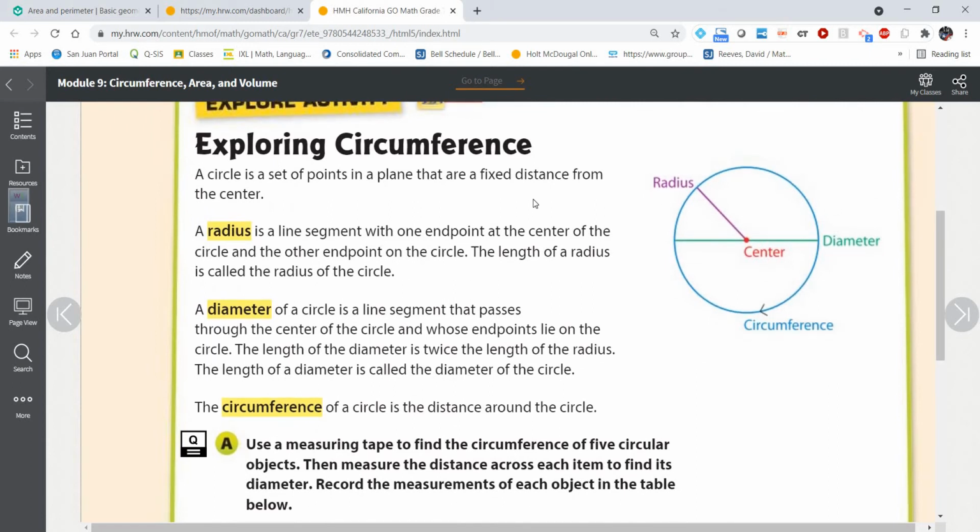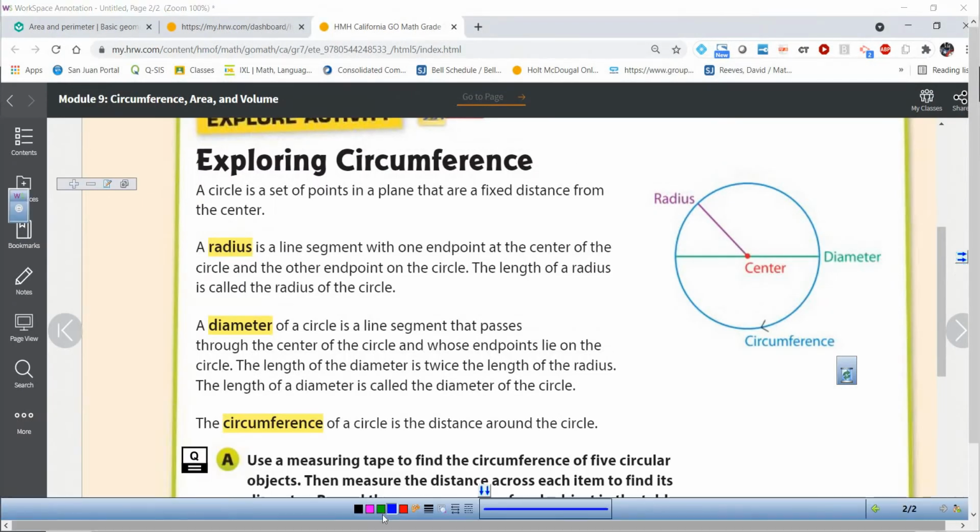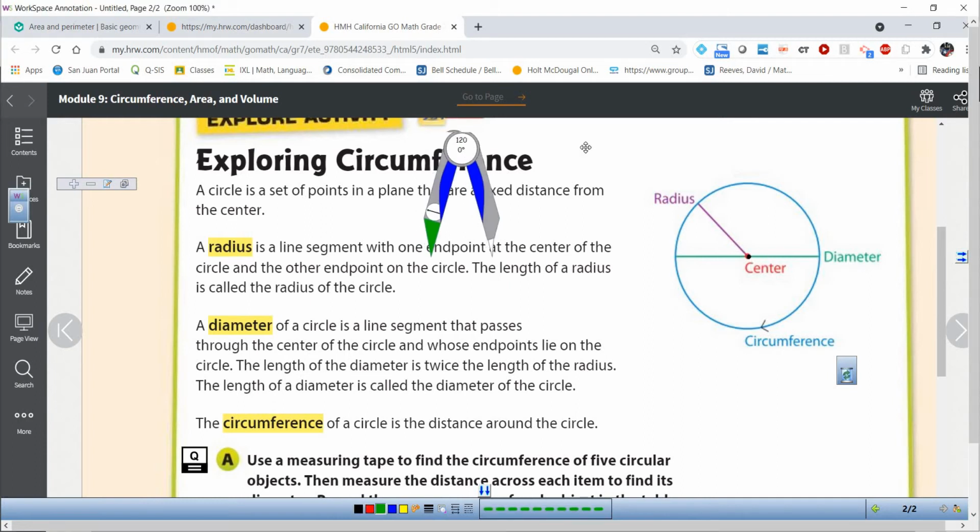A circle is a set of points in a plane that are a fixed distance from the center. Right here I have my center point. There's my center point. And I'm going to take what we call a compass here. I'm going to place the point of the compass on the center, and then I'm going to go out here this far.